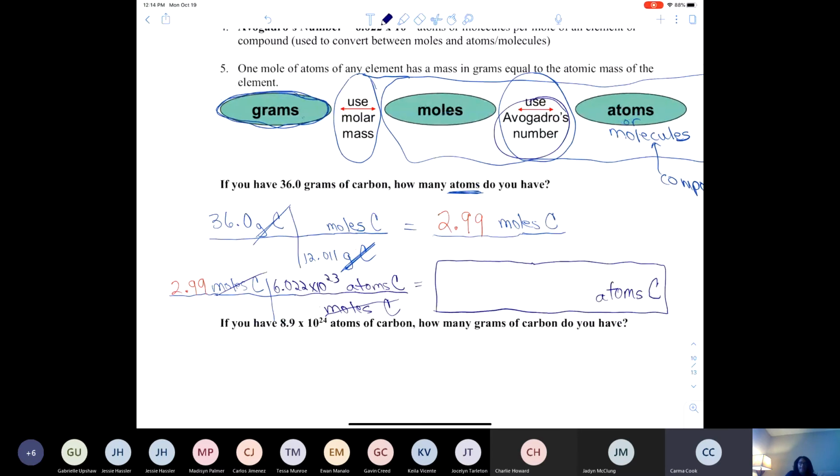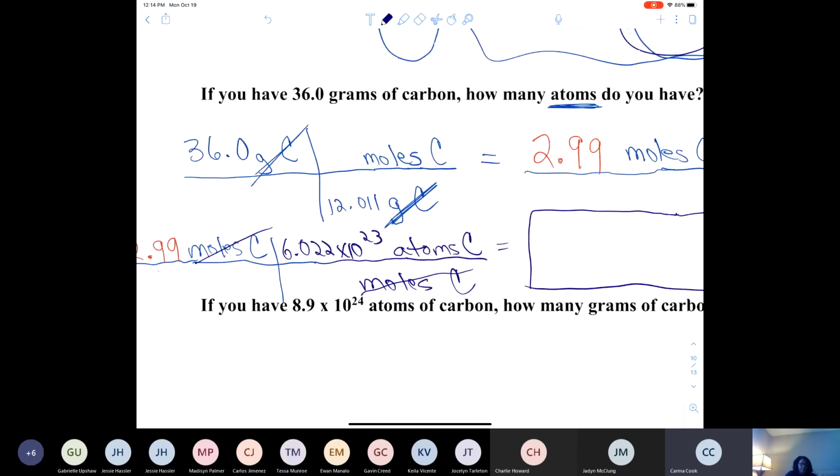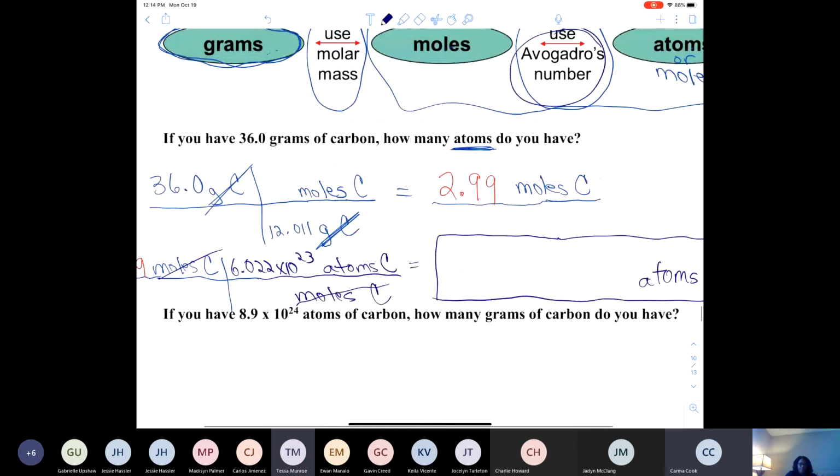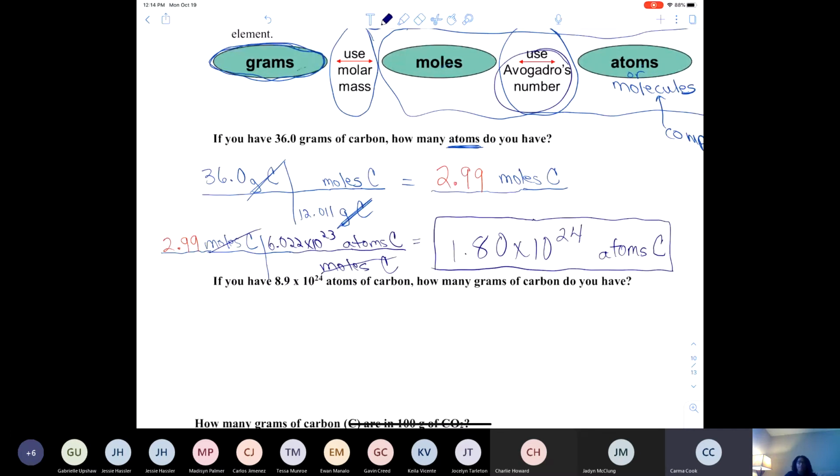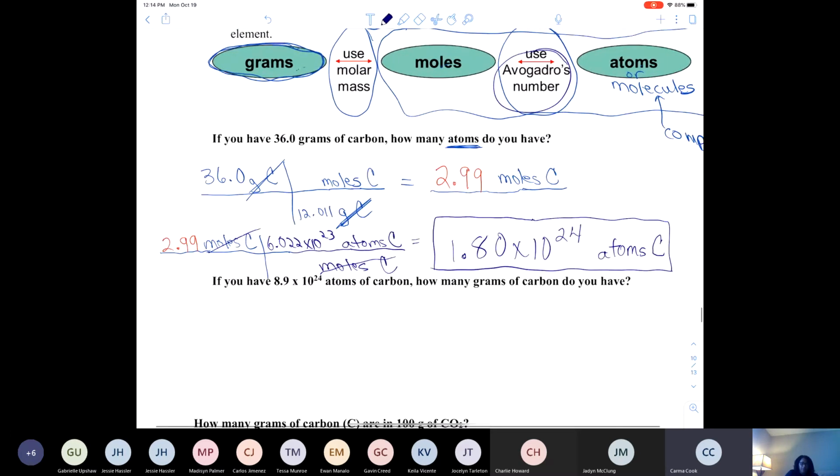So how many atoms do we have? Anyone have that value? 1.80 times 10 to the 24th. Thank you. So we have 1.80 times 10 to the 24th atoms of carbon.